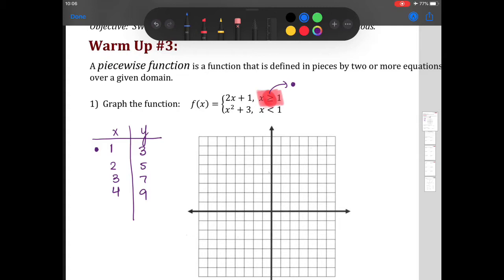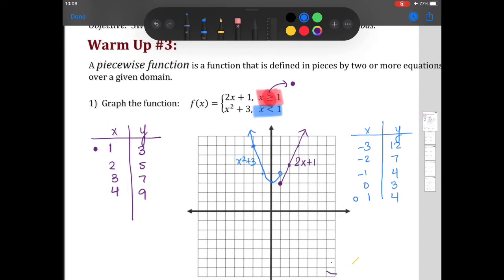For the second one, x is strictly less than 1. I'm going to make up that table here. X, y, it is less than 1, so the most you're going to go to is 1, and it's going to be an open circle. So this would be 1, 0, -1, -2, -3. So those are good values. So I filled out the table, and this is what your two graphs will look like, okay?